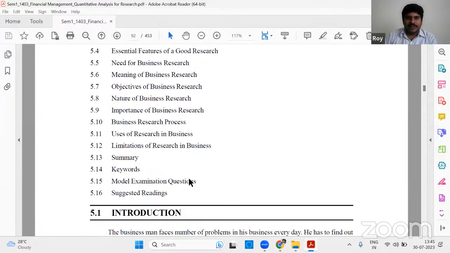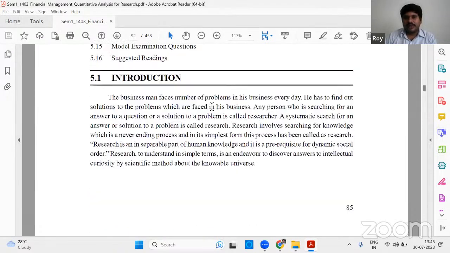Okay. If you go to this introduction part, we know this: the businessman faces a number of problems every day. He has to find some solutions for that, and he needs to learn and get to know new things. If there is no research, we don't have any new inventions.